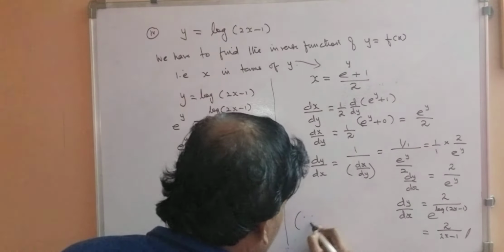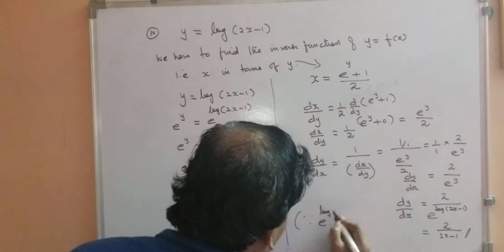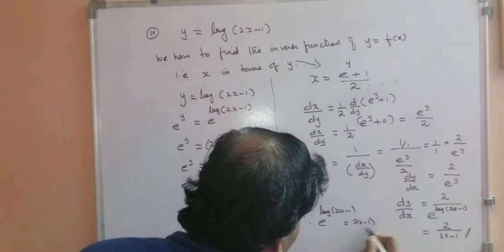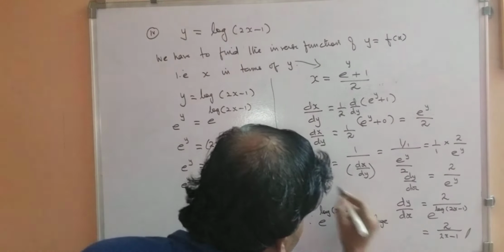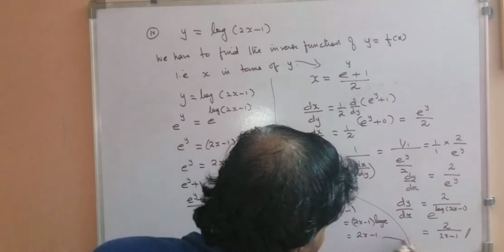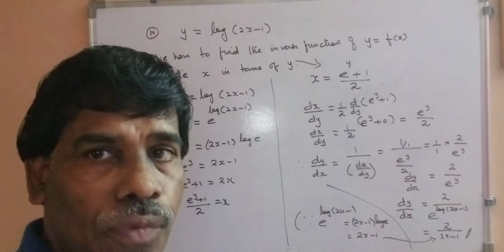Because what is the reason? e raised to log of 2x minus 1 equals 2x minus 1 into log e. But log e is 1. So 2x minus 1. This is what I put here. I think you might have followed now.